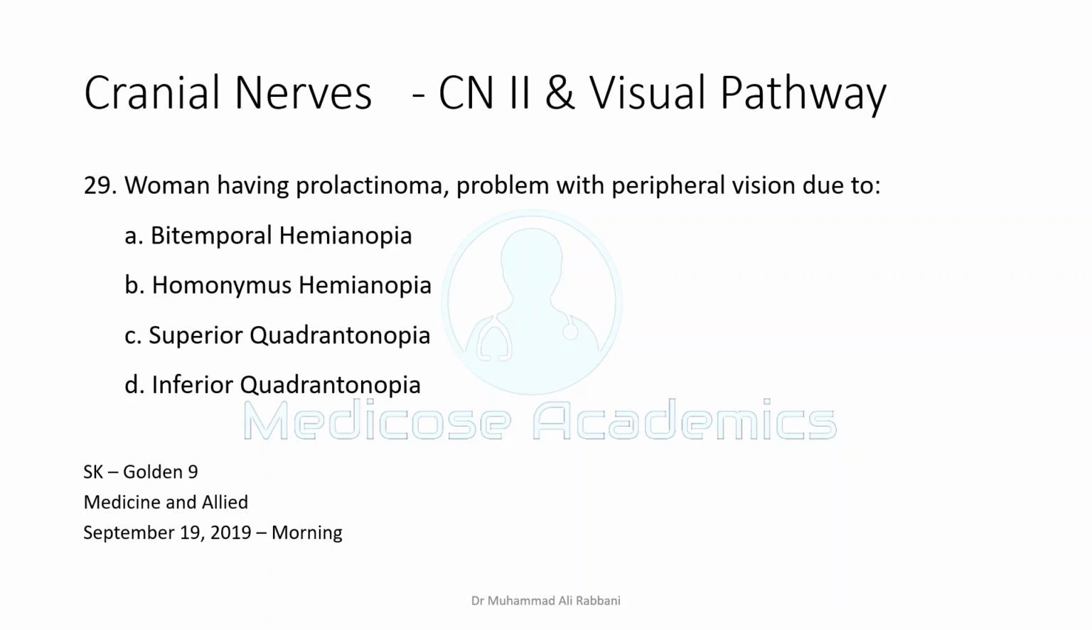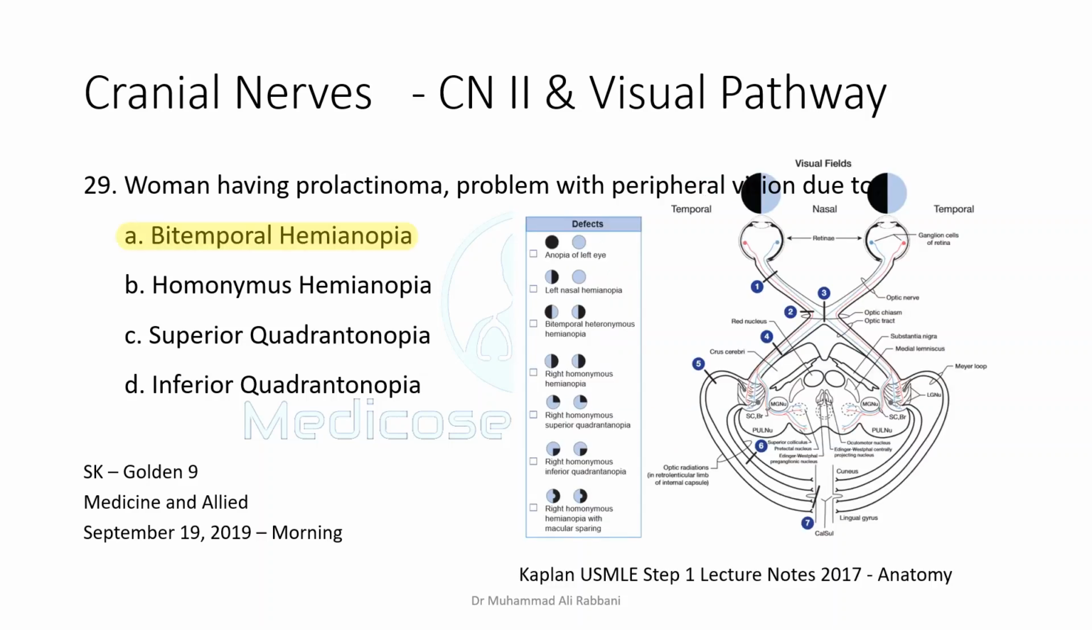So any lesion that leads to the swelling of the pituitary gland, mostly neoplasia, affects the optic chiasm present above. A woman having prolactinoma, problem with peripheral vision due to? If a woman has prolactinoma, the structure involved is the pituitary gland. When it expands, it compresses the optic chiasm, and here the peripheral vision is affected because there is bitemporal loss of vision in case of the middle fiber of the optic chiasm.